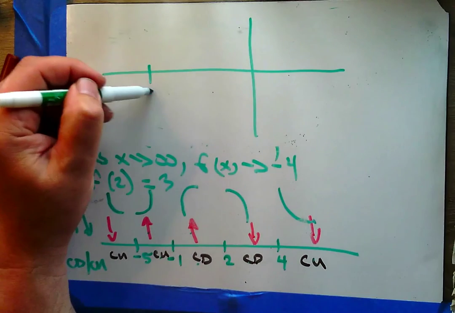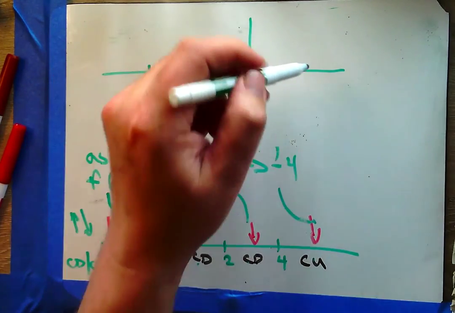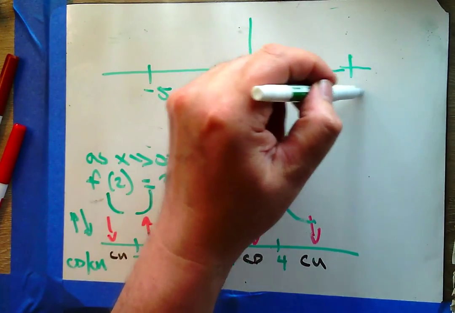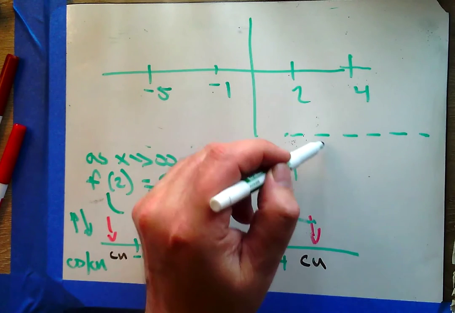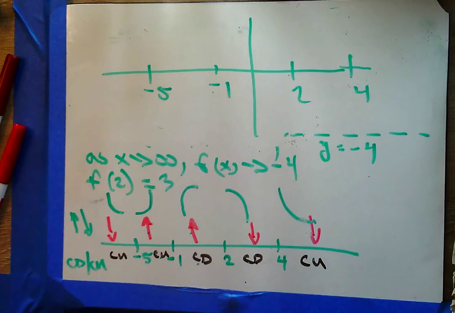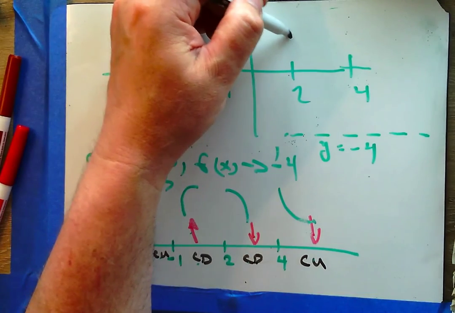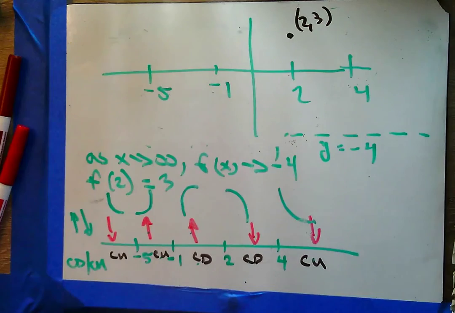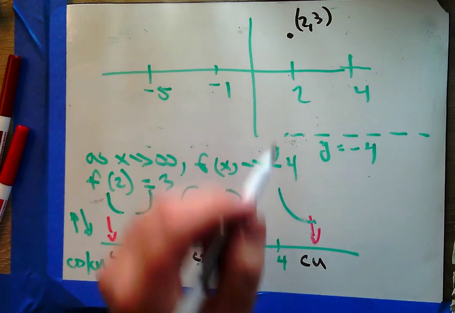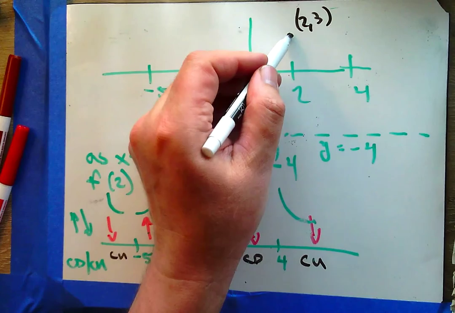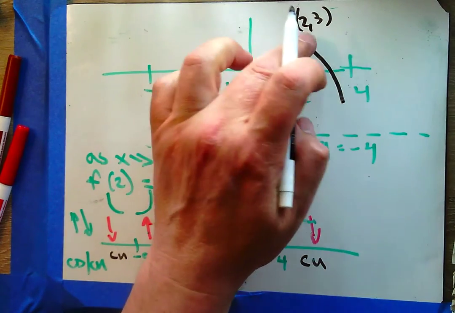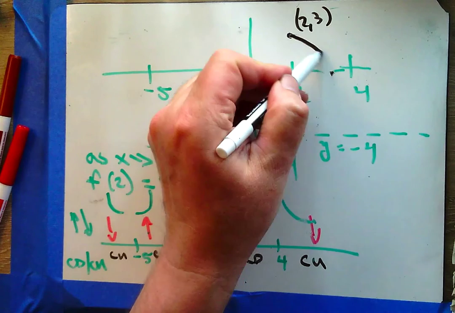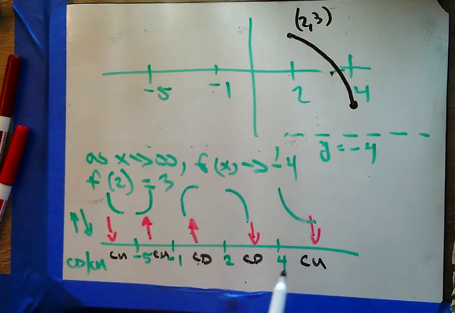So we've got negative 5, negative 1, 2, and 4. And over here, we need the y value, negative 4. Okay, so I know that (2, 3) is a point on my graph. So I'm going to put that in as a reminder. And then from 2 to 4, I should be concave down and decreasing. So I'm concave down and decreasing until I get to 4. After 4, I'm concave up and decreasing.